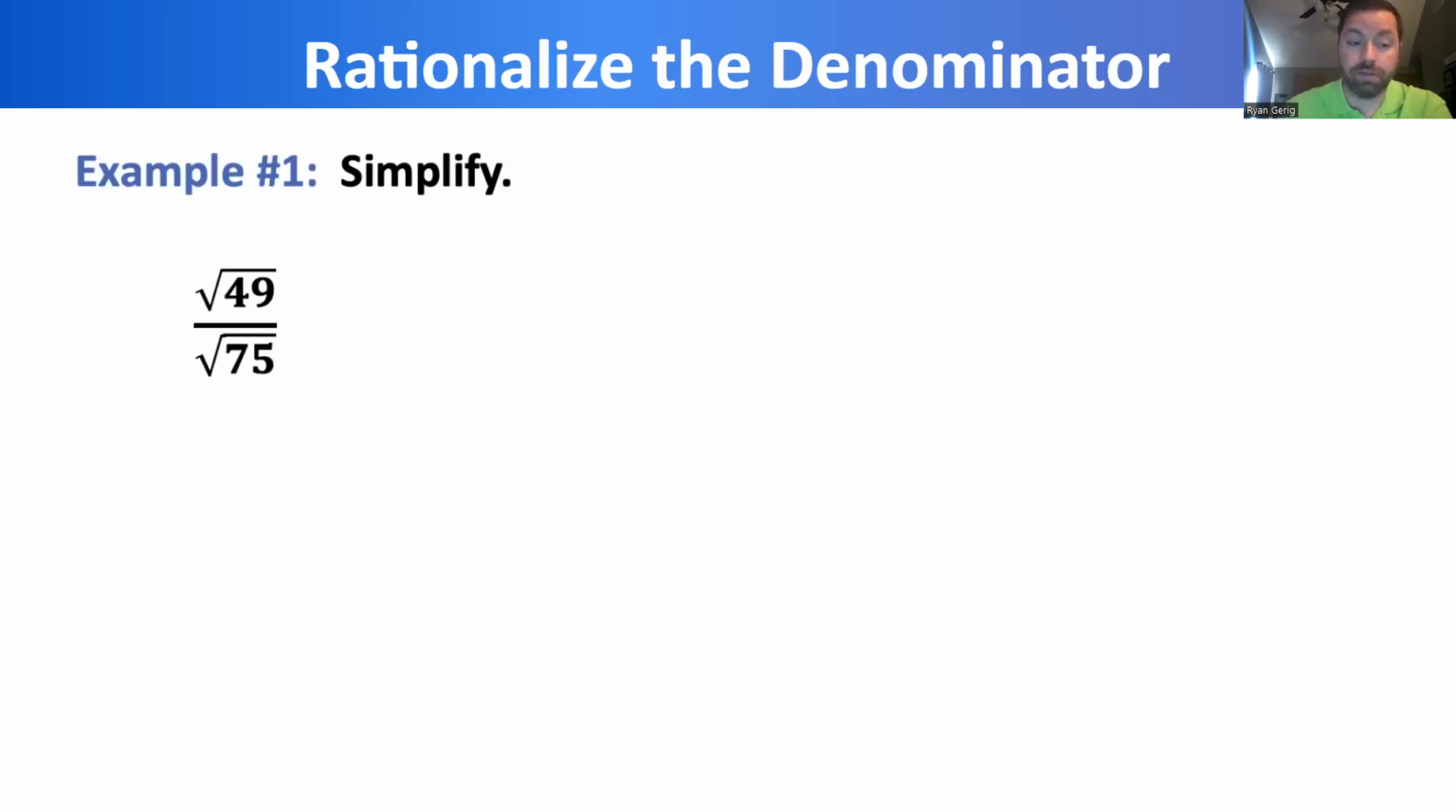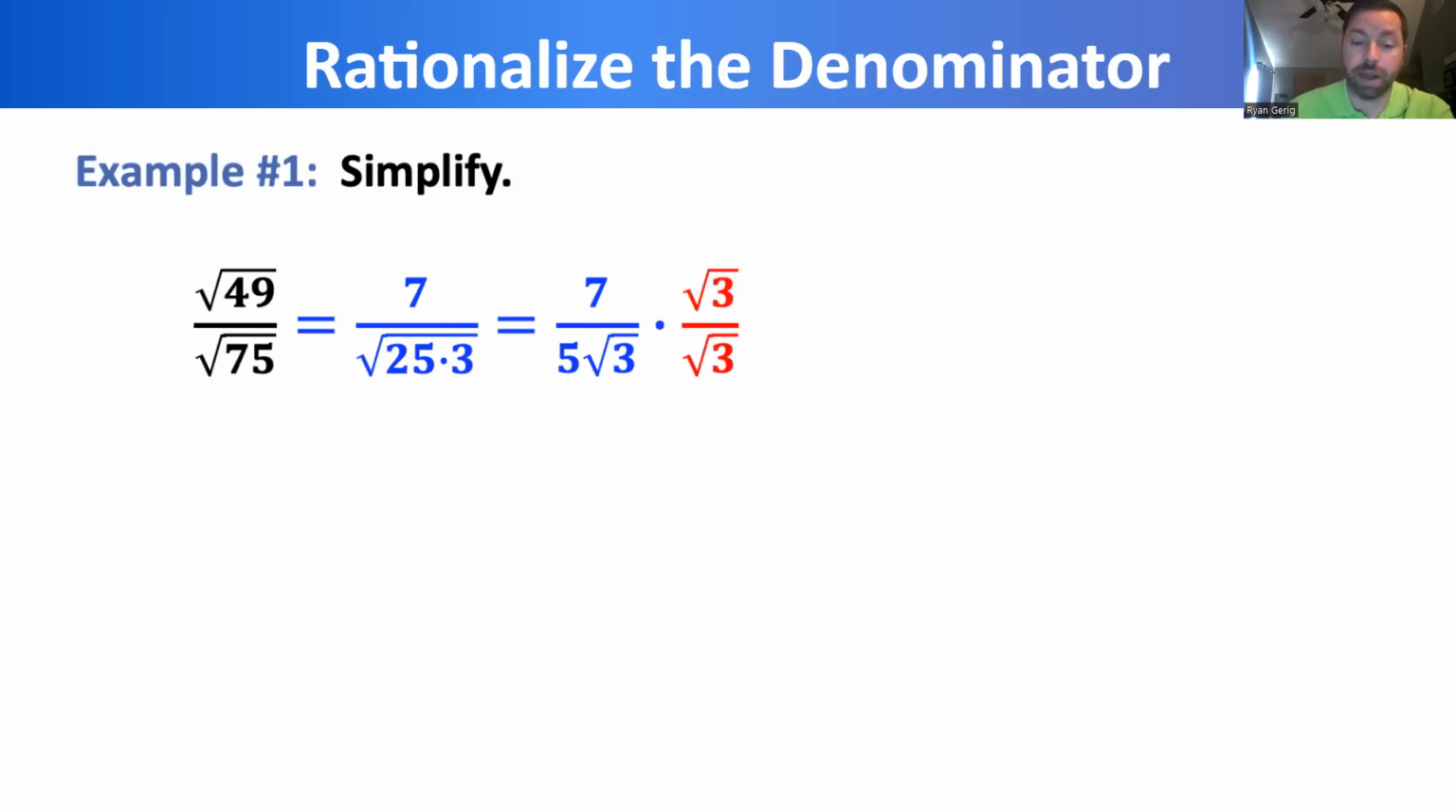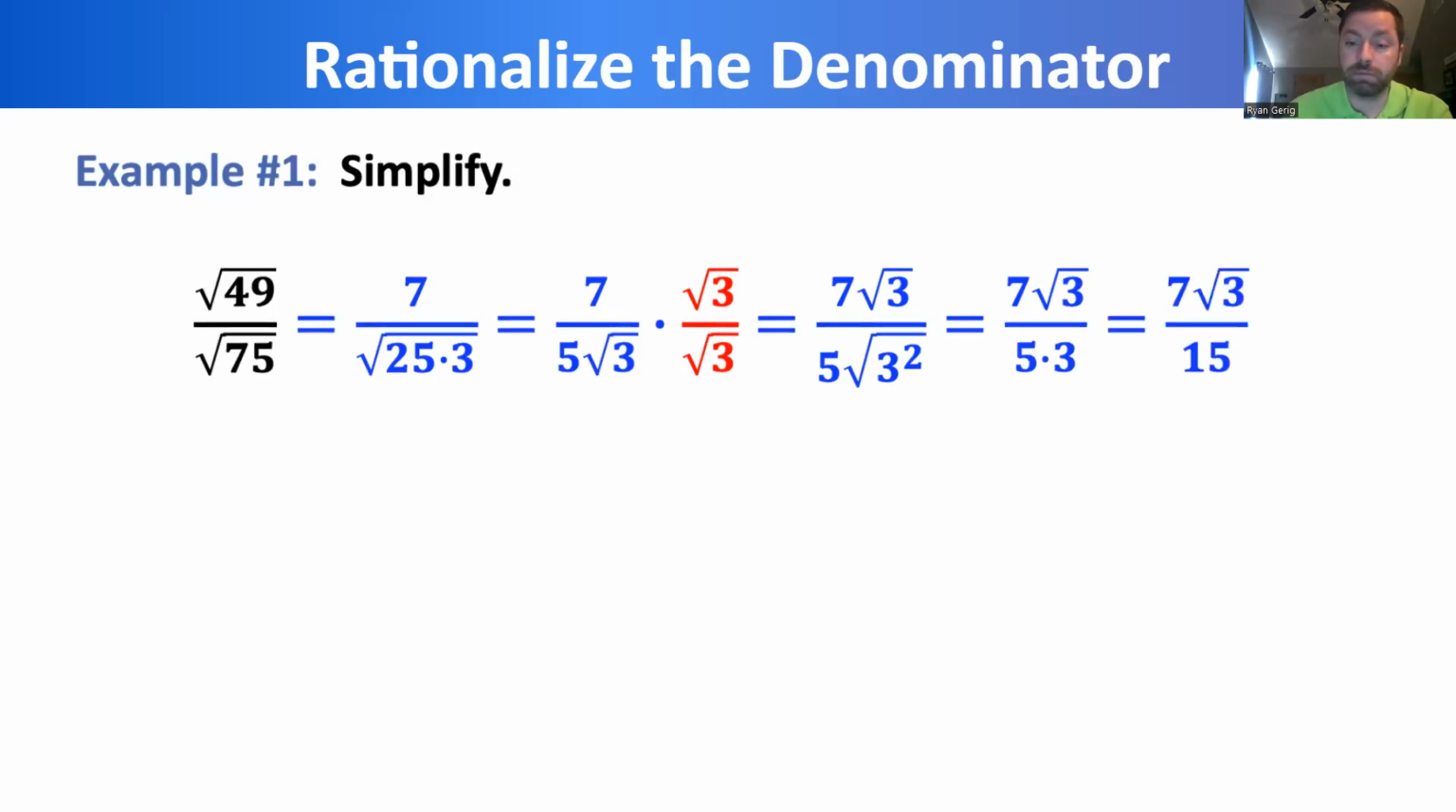So hopefully you see right away, square root of 49 is a good number. It's 7. But the bottom is not. Square root of 75 is 25 times 3, which is 5 radical 3. I still have a radical in the bottom. So now I got to do the rationalizing step, which is multiply top and bottom by radical 3. Why radical 3 here? Well, it makes 7 radical 3 on top. Radical 3 times radical 3 is radical 3 squared. The radical and the squared cancel. And I'm left with a 3 times the 5 on the bottom. Put everything together, and I get 7 radical 3 over 15.